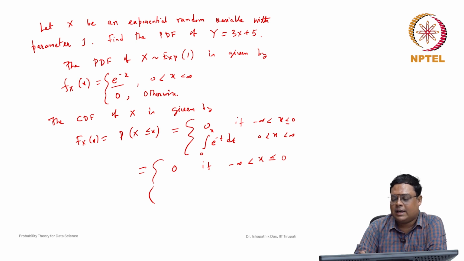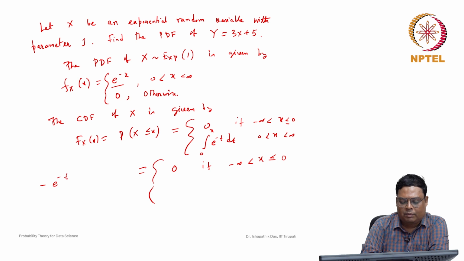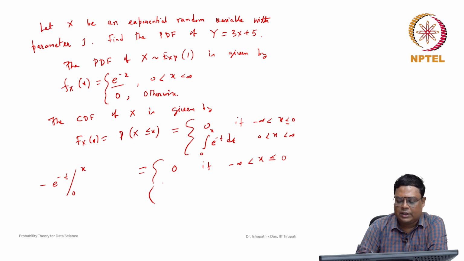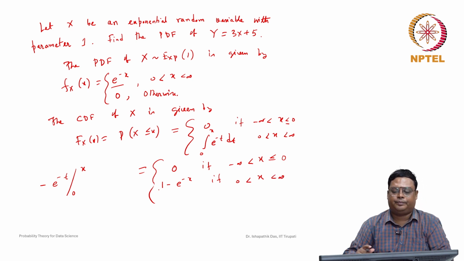Now if we do this integration, this is nothing but minus e to the power of minus t, with limits 0 to x. At x we get minus e to the power of minus x, and at t equal to 0, minus of minus e to the power 0, so plus 1. So this is 1 minus e to the power of minus x if x is greater than 0, less than infinity. So this is the cumulative distribution function.